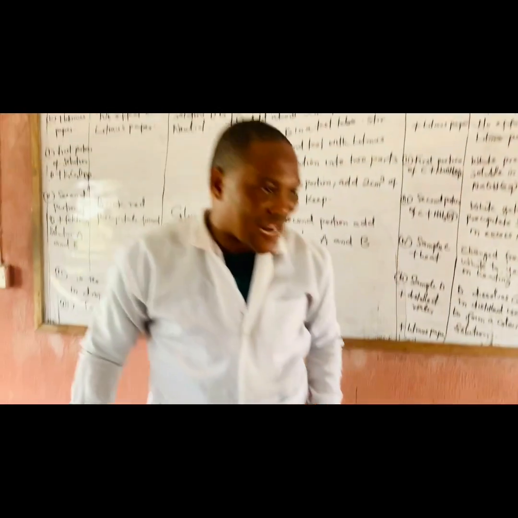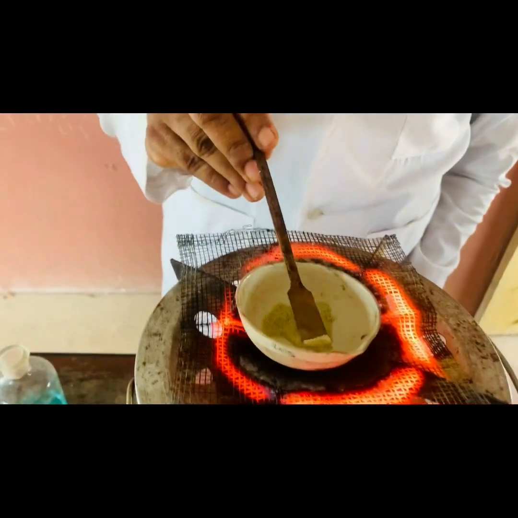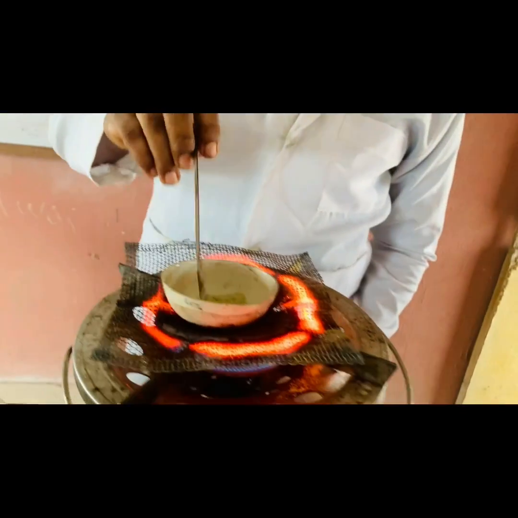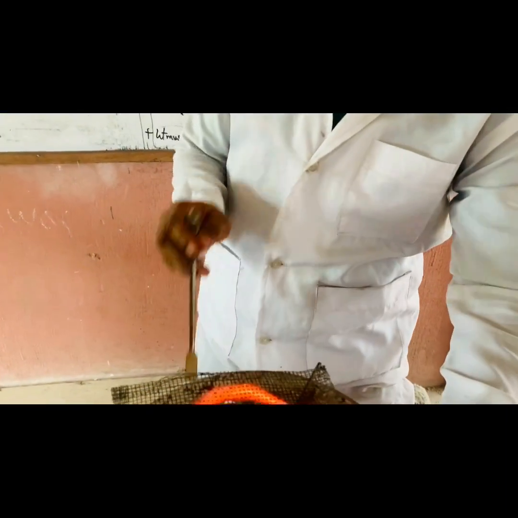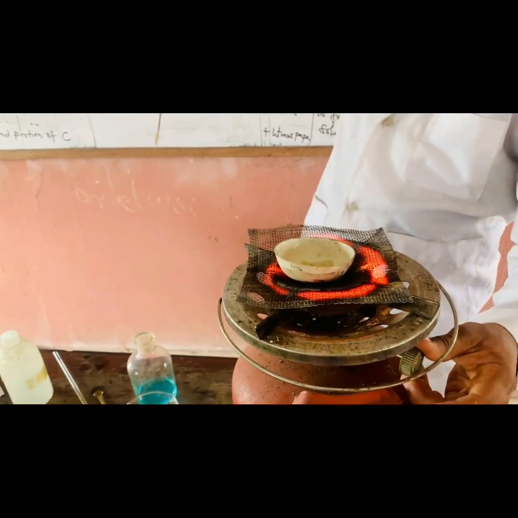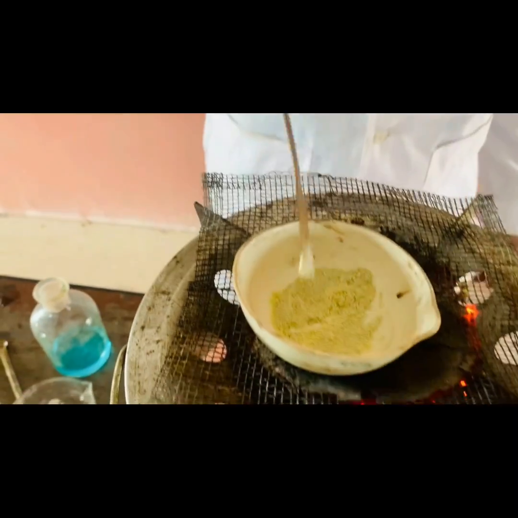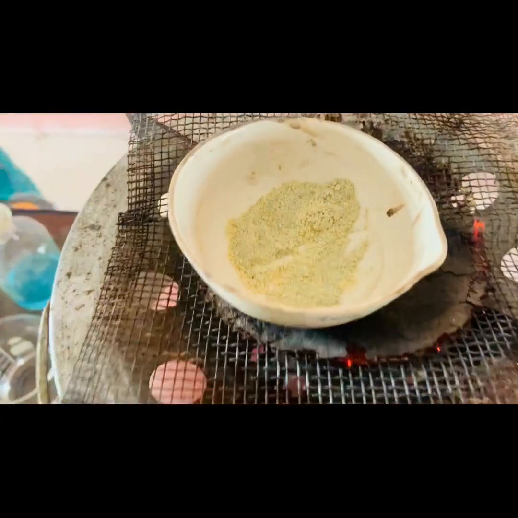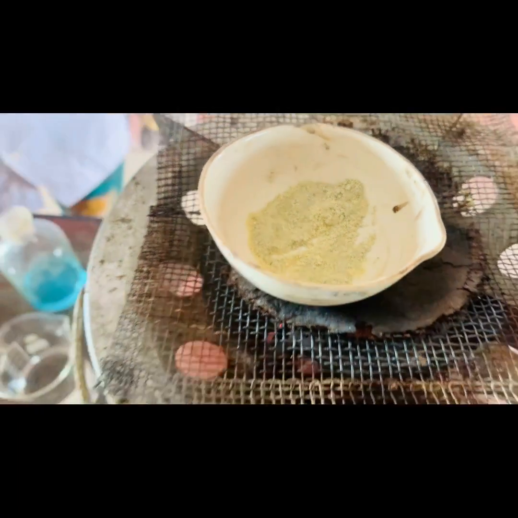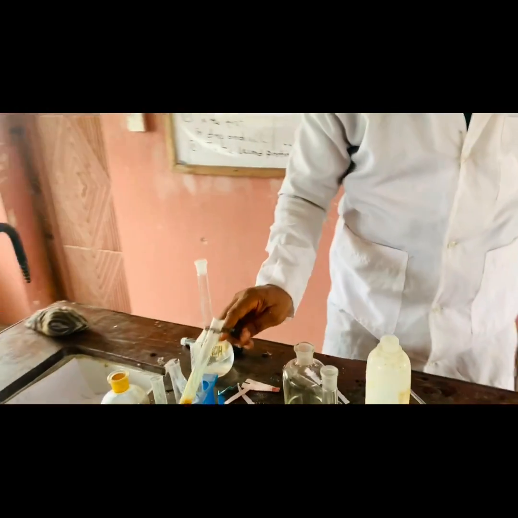Okay, so from there now, let's look at this. Can you see this now? You can see it changing to yellow. The heat is on. You have done that test already. So let me turn this off. You can see this now, from white to yellow. So zinc oxide is confirmed. So our brick red confirmed too.